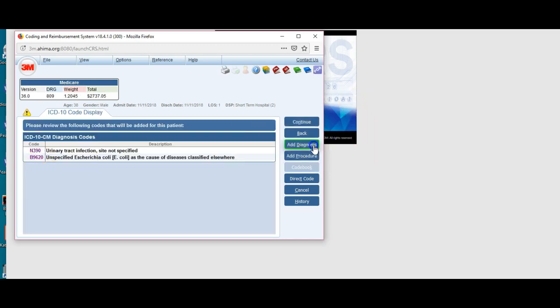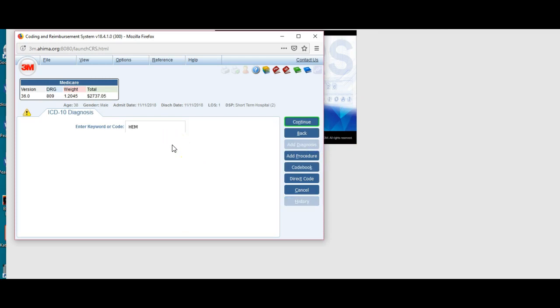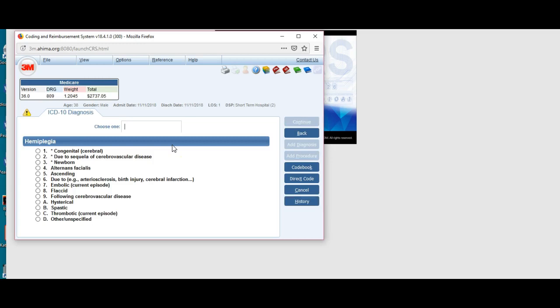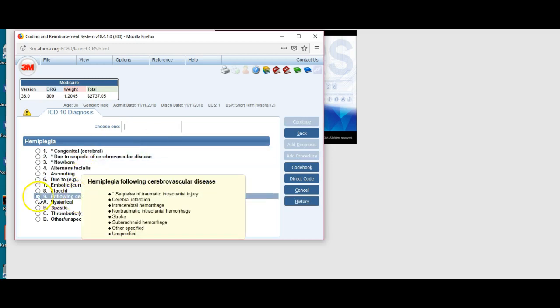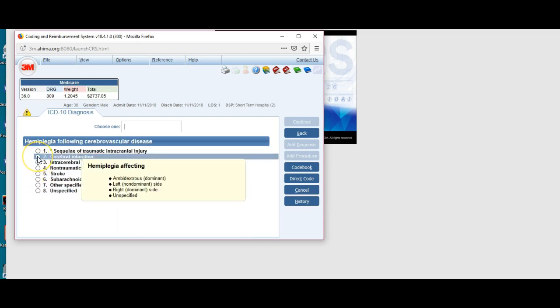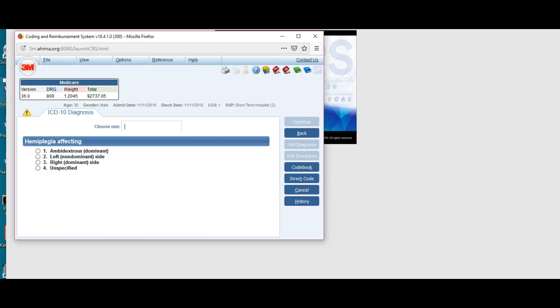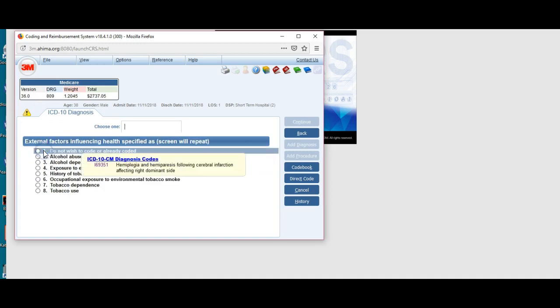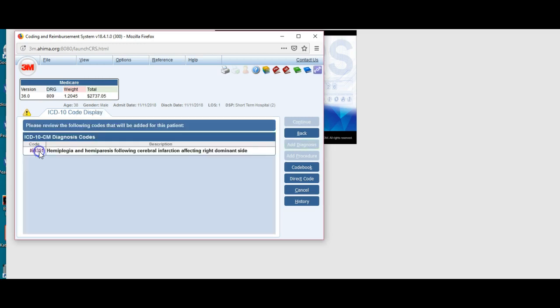Okay, so now we're going to do the hemiplegia that the patient had. And it was following a cerebrovascular accident, so we're going to hit 9. And it was following an infarction right after surgery, so we're going to hit 2. And it was his right side. We don't know, unspecified, and we don't want to code that.